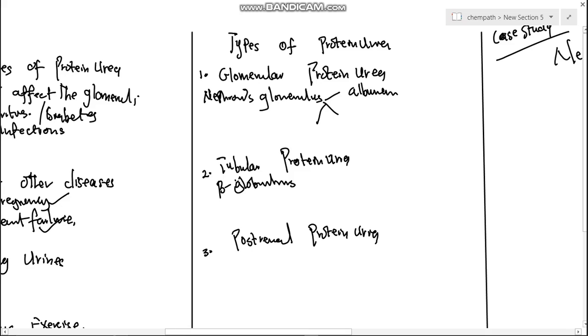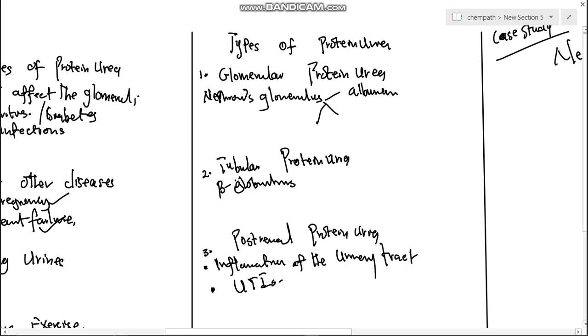Then we have the postrenal proteinuria. This one is as a result of inflammation of the urinary tract. So we can talk about inflammation of the urinary tract. Then we can talk about urinary tract infections as well. Okay, so that is it for the types of protein.